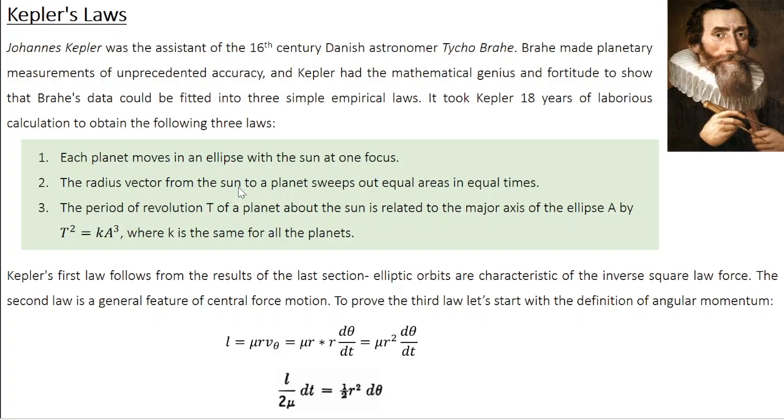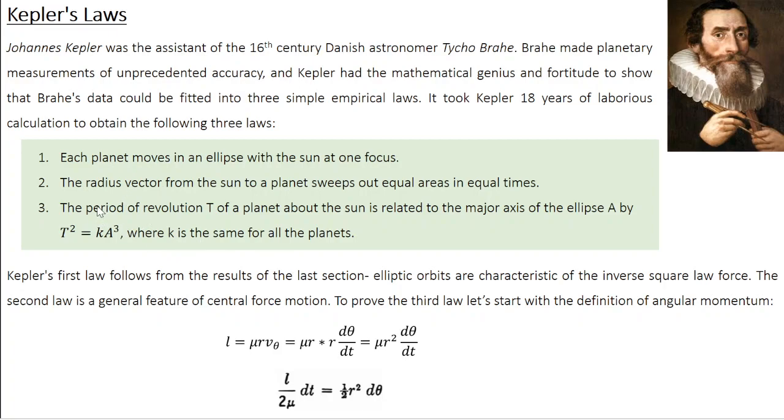The second one we have discussed in this chapter, also in the last semester's course. Radius vector from the sun to a planet sweeps out equal areas in equal times. This happens because gravitational force is a central force, and by default angular momentum is conserved in a central force field motion. So Kepler's second law is a consequence of conservation of angular momentum.